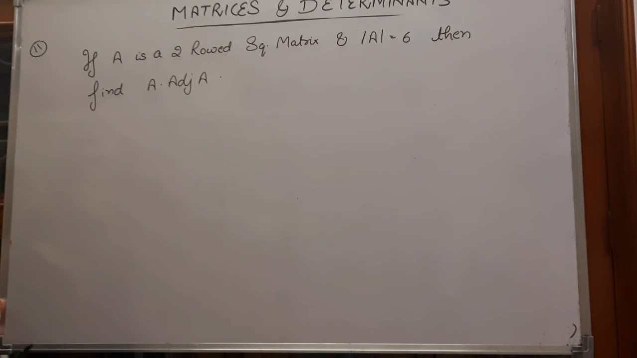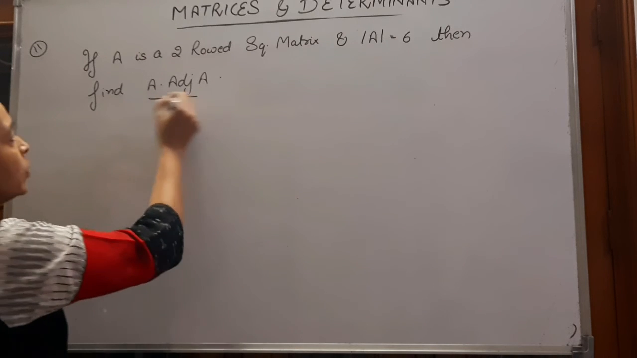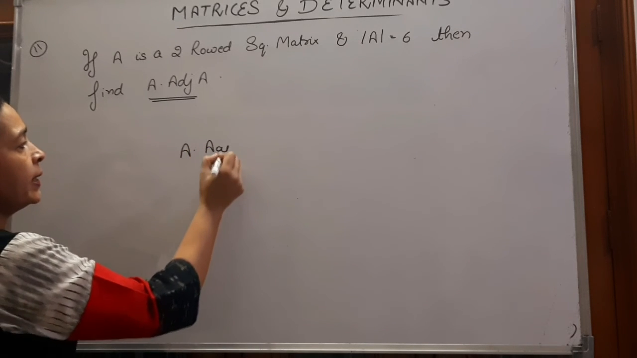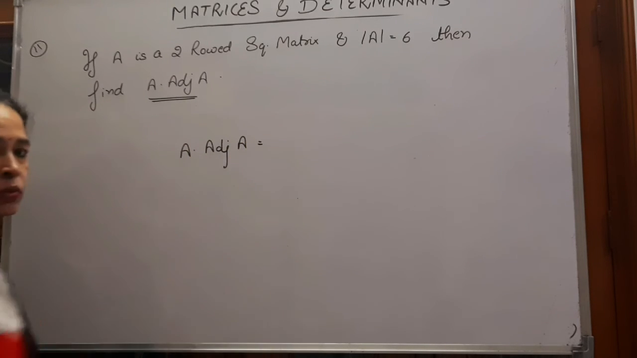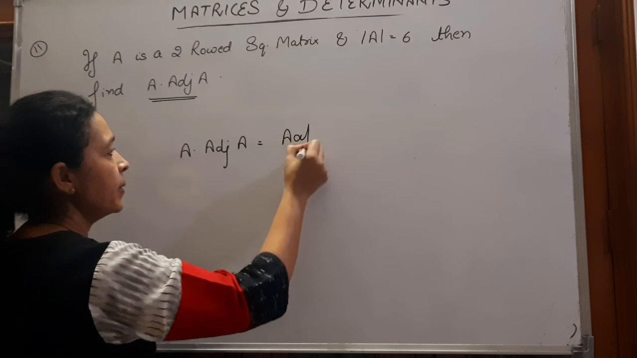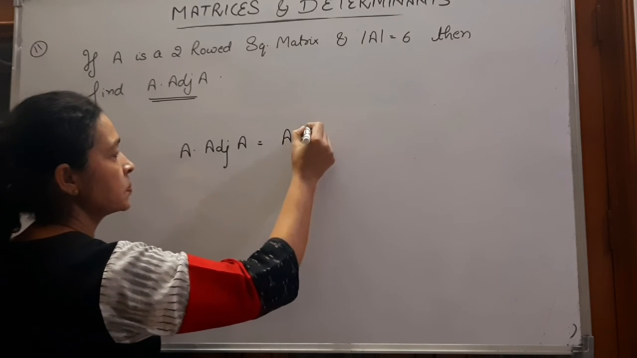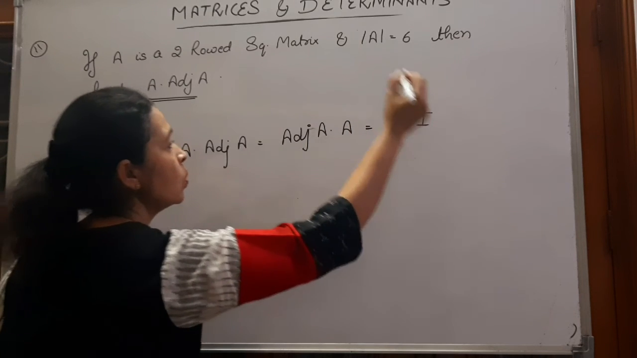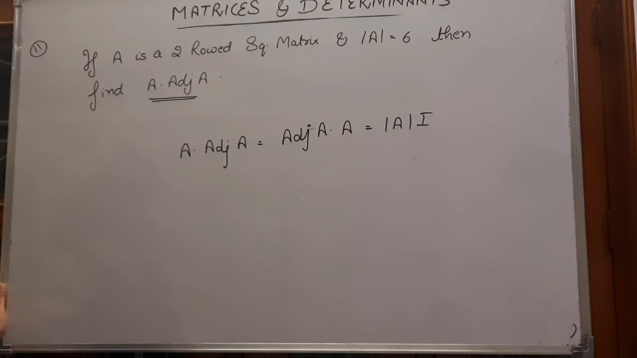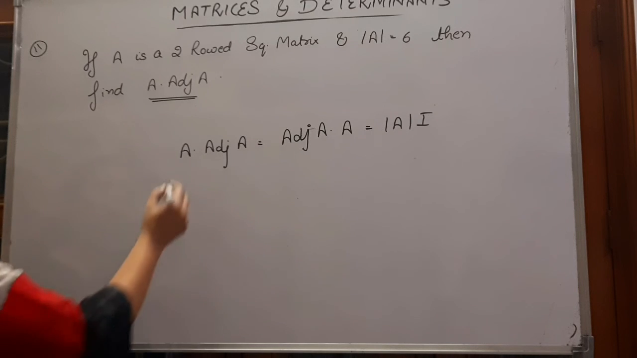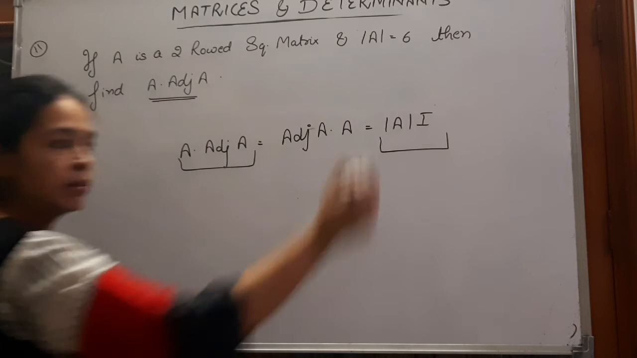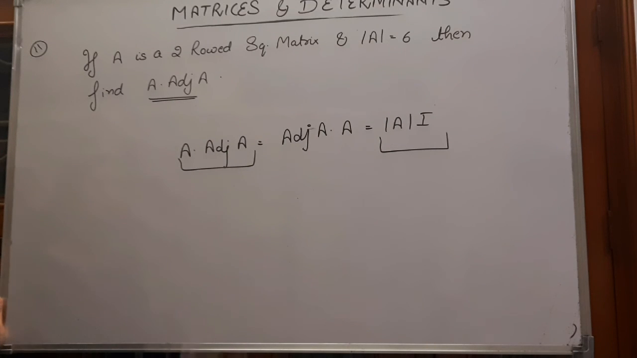If A is a two-rowed square matrix and the determinant of A is given 6, we have to find A into adjoint A. Bachche, we have a formula. A into adjoint A is equal to adjoint A into A, which is equal to determinant of A into I. I is identity matrix. Now we have to find A into adjoint A. This will be equal to determinant of A into identity matrix.